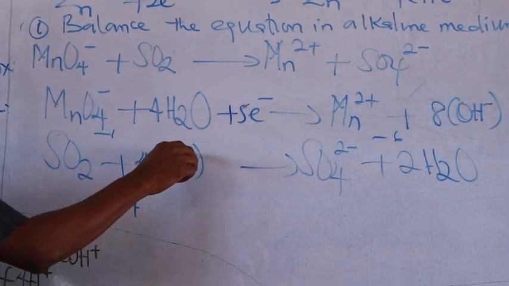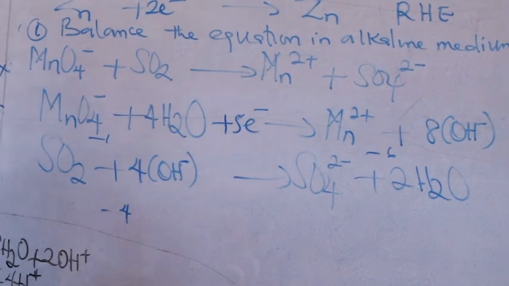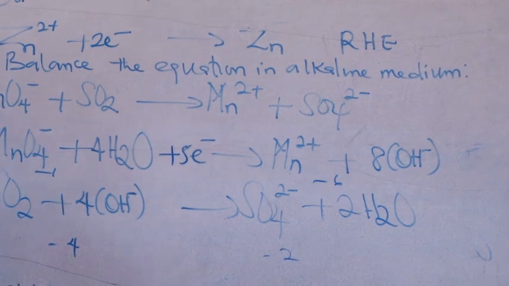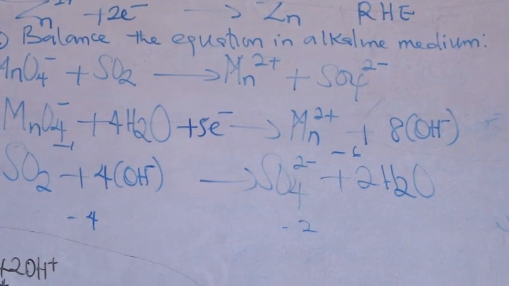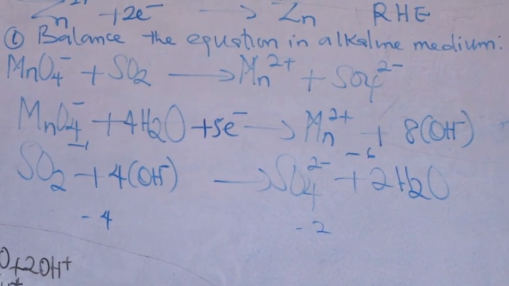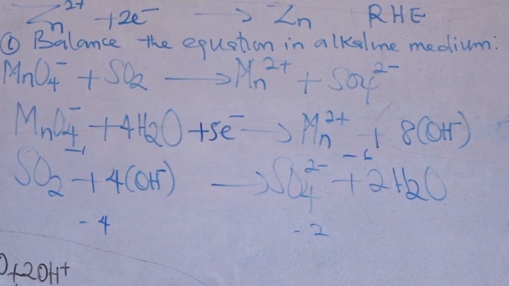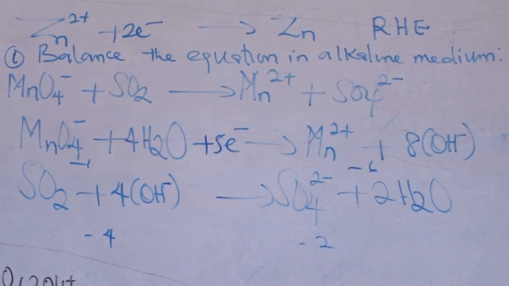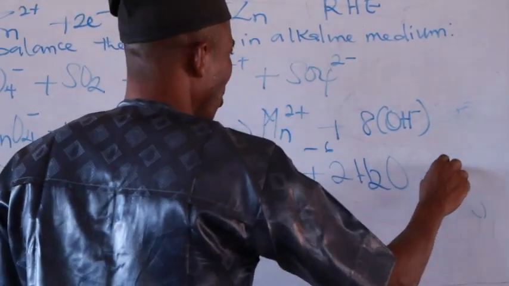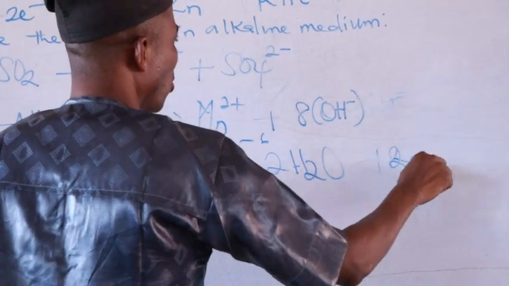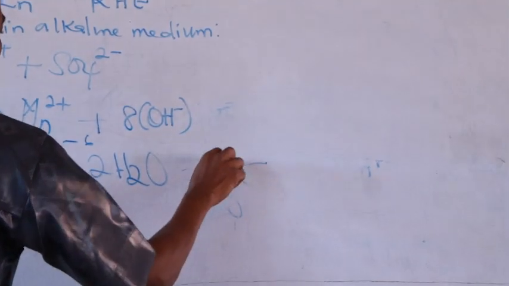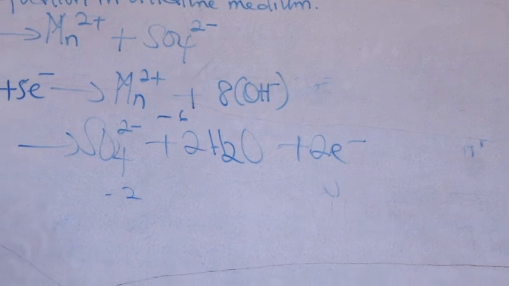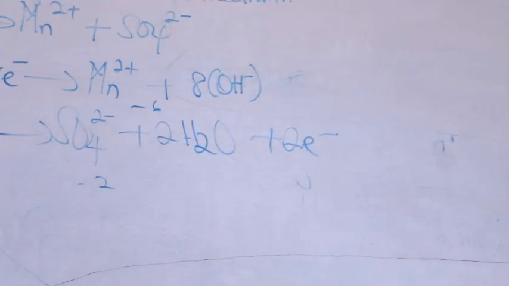-4. Remember this is minus here. Then what total charge do we have here? -2. What is the difference between -2 and -4? That is 2. We are going to add 2 electrons. Where are we adding electrons? Right hand side. So we have plus 2 electrons.